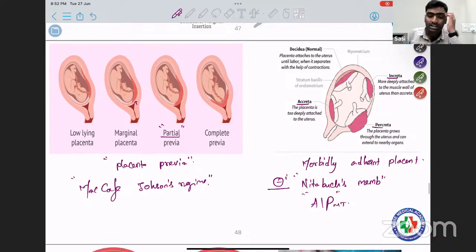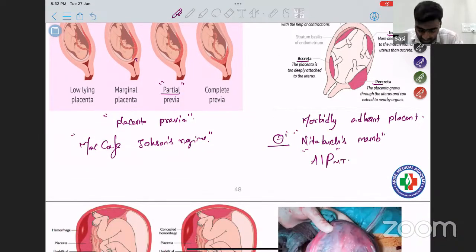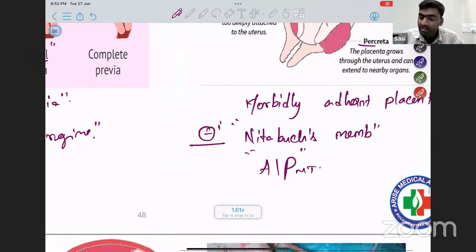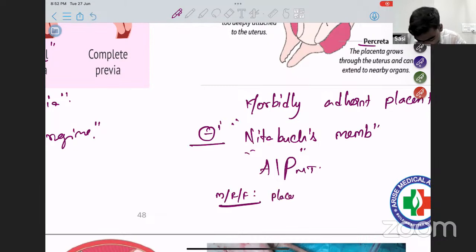Fine. And what is the most common risk factor for morbidly adherent placenta? The most common risk factor is the previous history of placenta previa. This is the placenta previa. Or the next one is the LSCS. Don't answer LSCS in the first go. The first or the most common risk factor is the previous history of placenta previa. Fine.